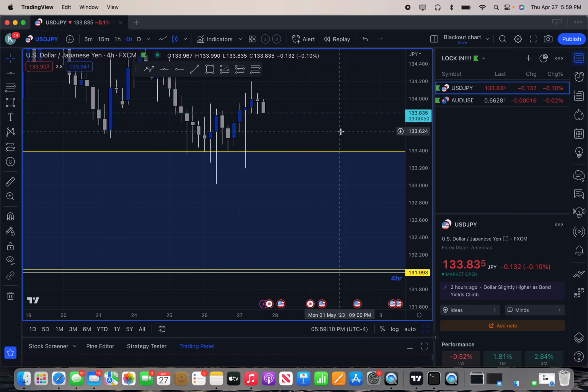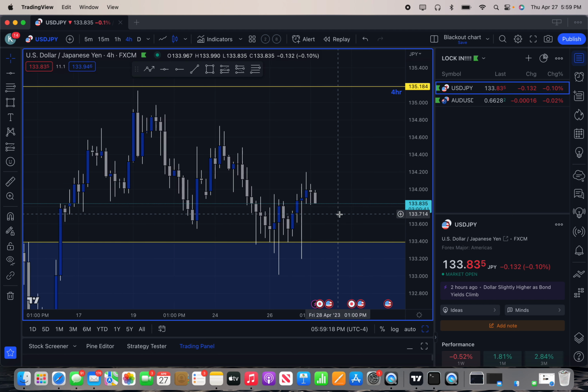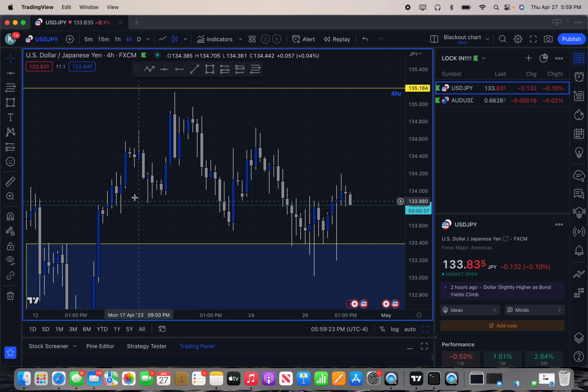So the 4 hour, just like how the daily gives me 4 hour structure, the 4 hour time frame is giving me 1 hour structure, and this is the structure I actually look to trade. So I'll start here at the 4 hour high, and I'll look for where I can clearly see structure started. I can clearly see structure create a high here, pull back, and then push higher.